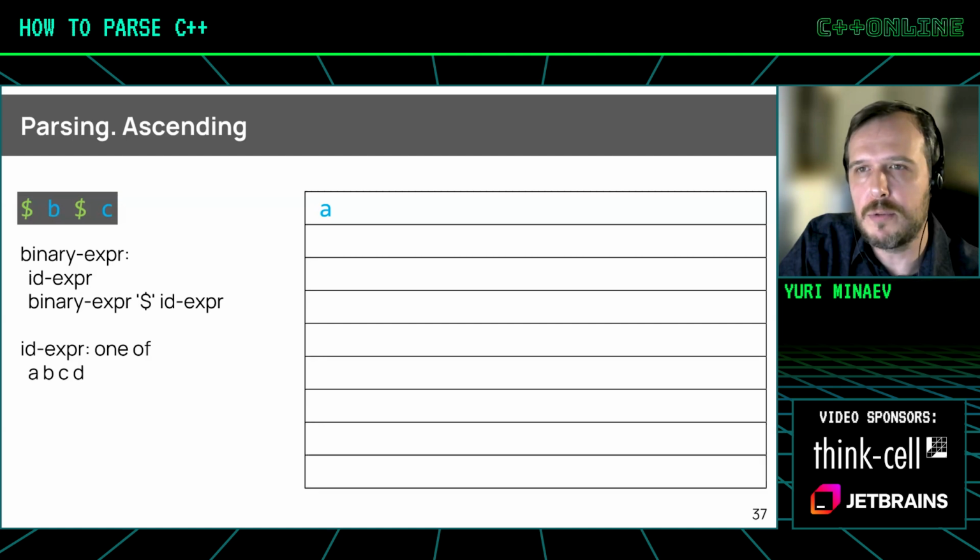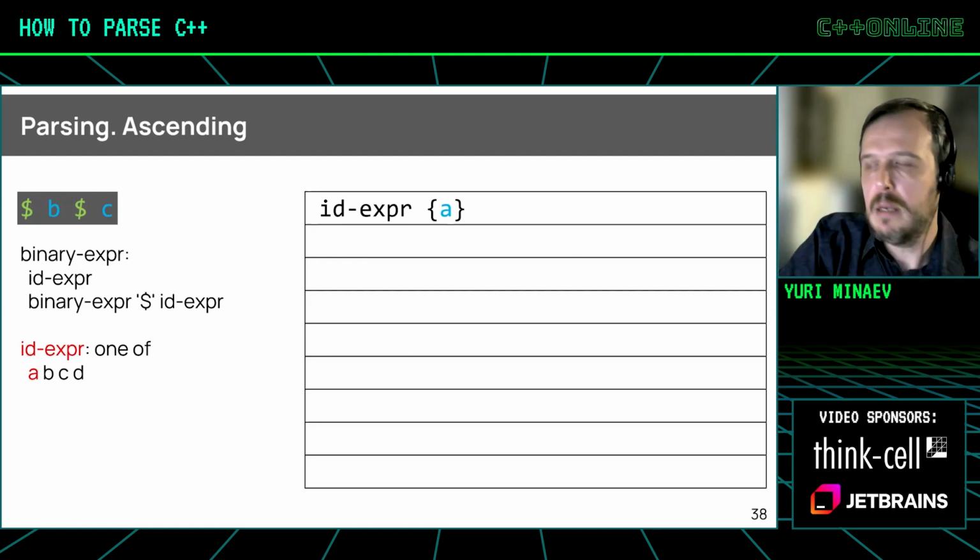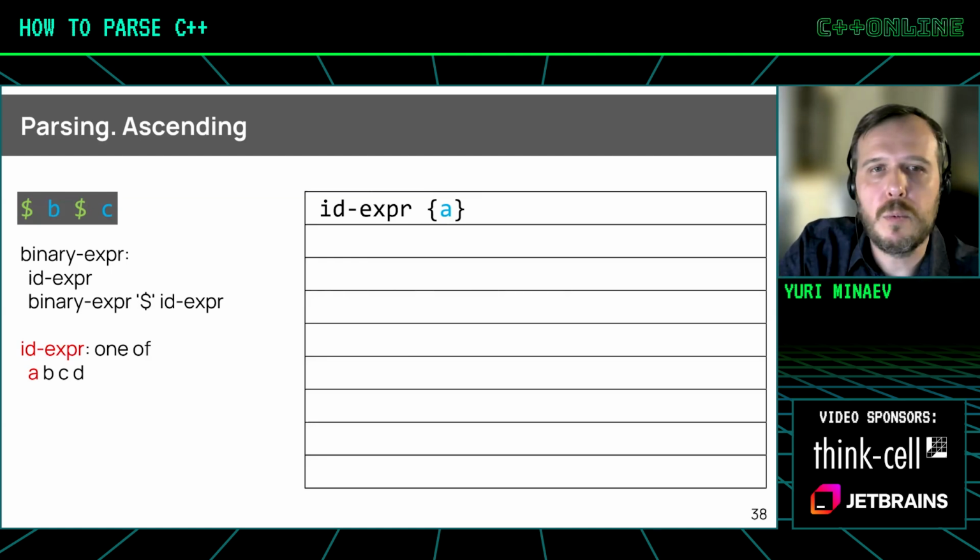The second operation is reduce. And now we've got our input, which starts with a $ sign now, and we have in the internal state, we have A. So what is A? We need to decide. And here's why it's called ascending parsing, because we go to our grammar productions and we see that A is ID expression. So we perform the reduce operation, and our token A becomes an ID expression.